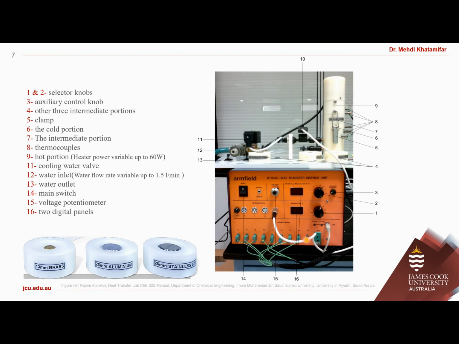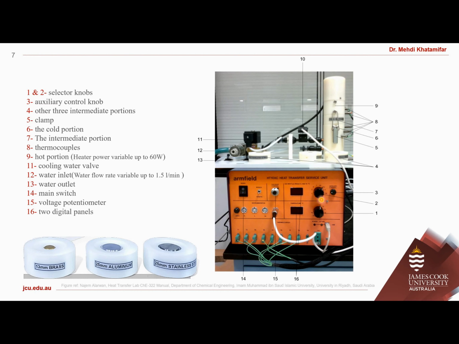The flow rate of the cooling system is also monitored and controlled. This white cable is connected to the electrical valve to control and read the flow rate. We can change the flow rate using this auxiliary knob.